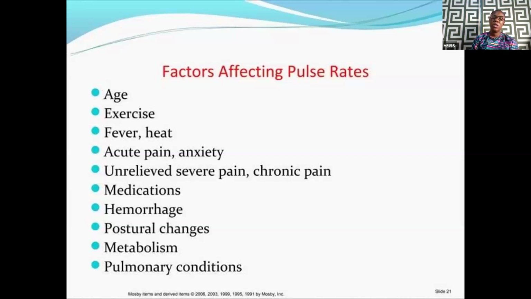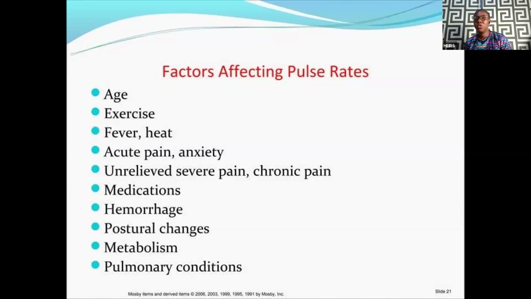Then if your patient has acute pain or is worried, say your 90-year-old patient fell and sprained her ankle, she's in acute pain, the pulse rate may go up, understandably, because there's pain going on. Then if she has unrelieved severe pain or chronic pain, maybe the severe pain of arthritis or severe low back pain, you may find that their pulse rate may go up. Then some medications will also affect pulse rate. It can bring it down, it can take it up. Then if someone is bleeding, pulse rate many times will go up.